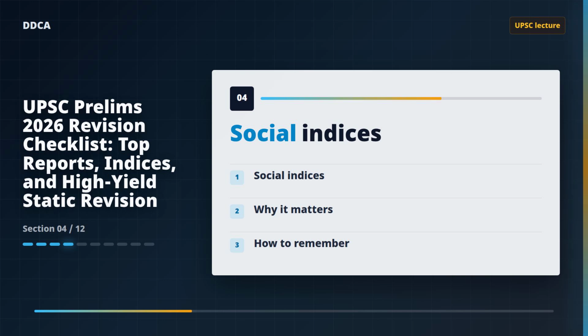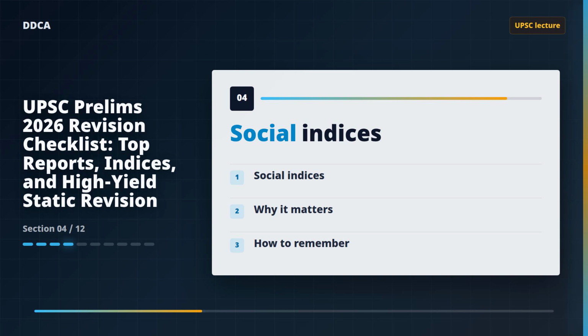If it is human development, think education and health. If it is gender, think participation and opportunity. If it is hunger, think nutrition and food access. If it is inequality, think income distribution and social inclusion. This is better than learning random names alone.